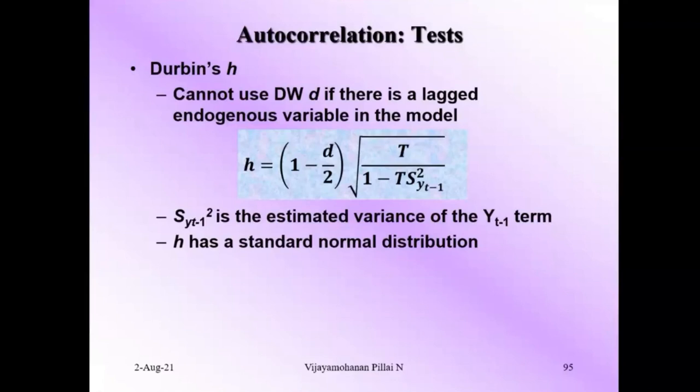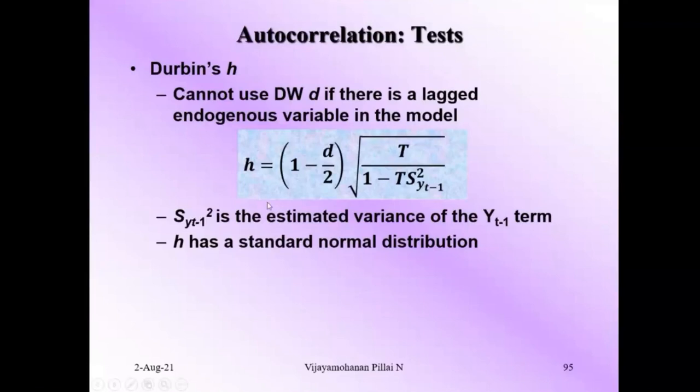In such a case, for testing the first order autocorrelation, we have another test given by Durbin, Durbin's H. Durbin's H has a standard normal distribution. Therefore, we can compare Durbin's H with our usual 1.96 value, the critical value at 5% significance level. If Durbin's H is greater than 1.96, then we will reject the null hypothesis of no autocorrelation. Otherwise, if Durbin's H is less than 1.96, that means there is no autocorrelation. That is, we are not rejecting the null hypothesis.